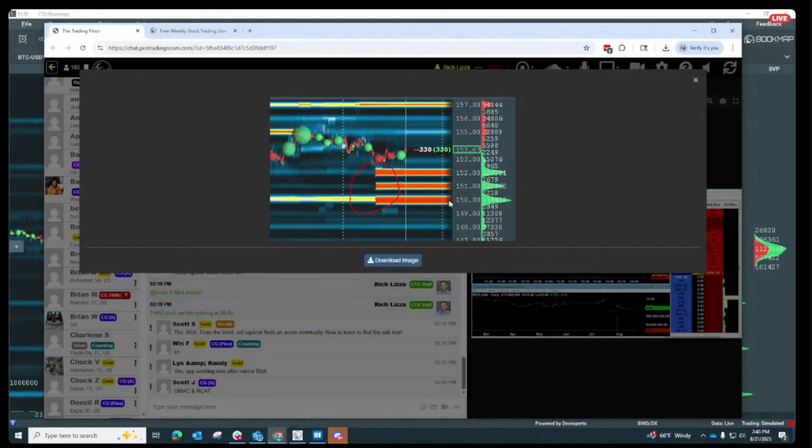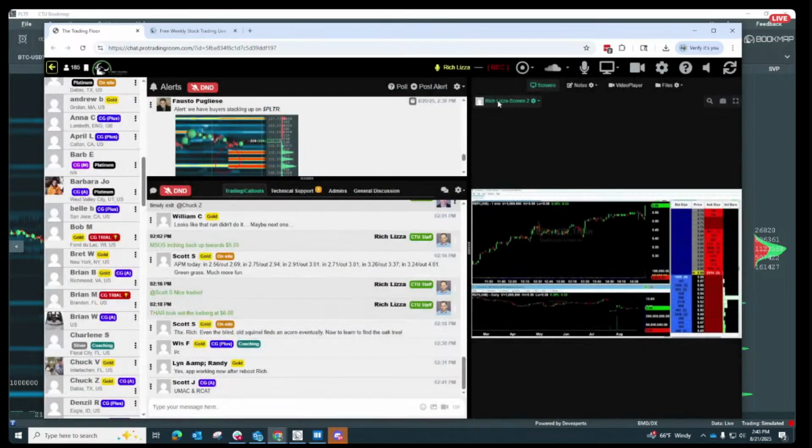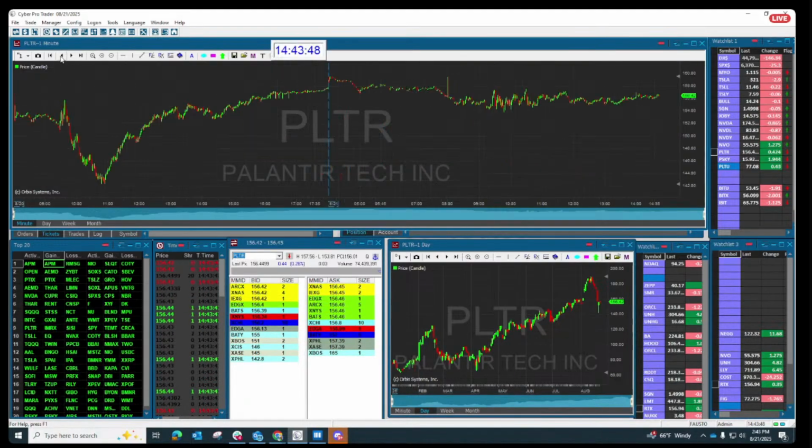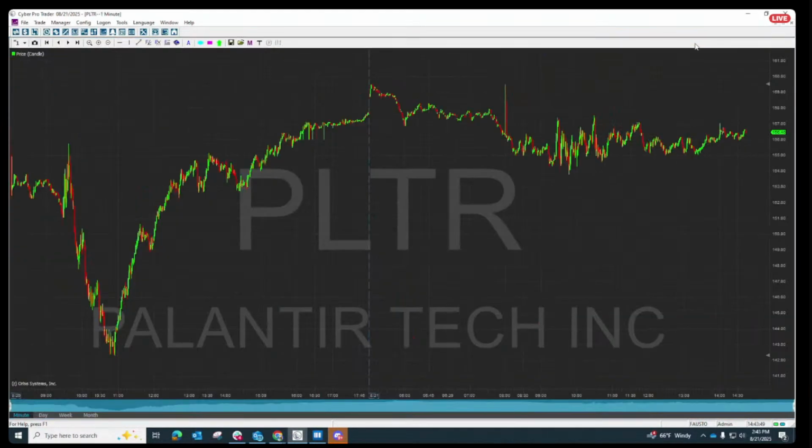When I saw that, we told the traders about it. And you could see here, we did an alert: we have buyers stacking up on Palantir. That was at 2:30. So if you go to Palantir and you see where it is right now, you bring up the 2-day chart.